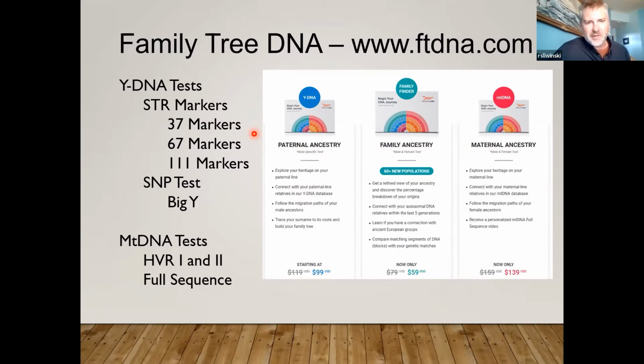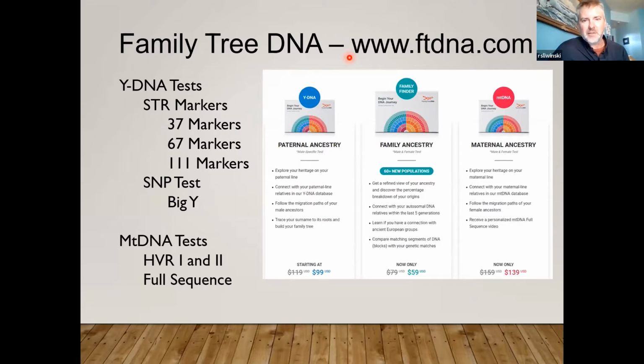The marker tests that you would look at, the basic one would be 37 markers. Then it goes up to 67 markers and then 111 markers. Now, it doesn't really give you that much information at 111 markers compared to the Big Y, which is like 500 markers. But the 37 markers and 67 markers are good starts to find out if you have a match, are they closely related to you or not? And you can always go up a level to see if that holds true.